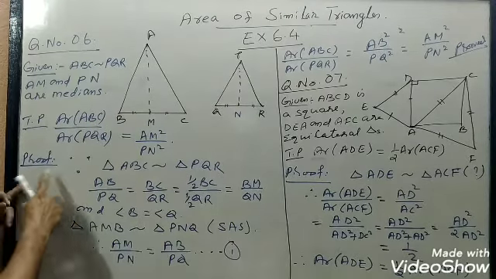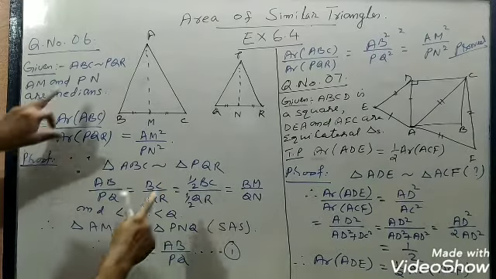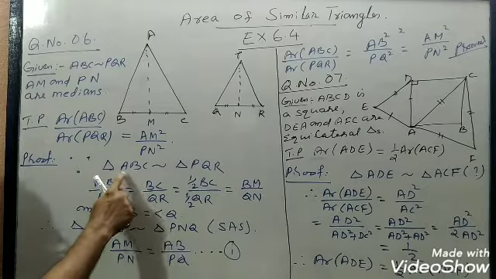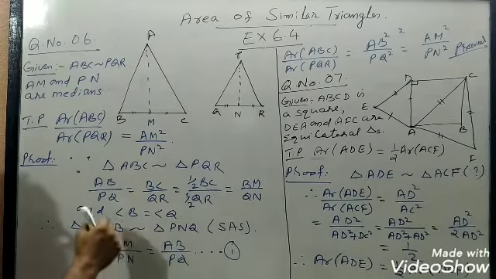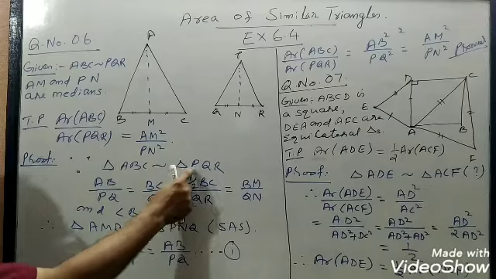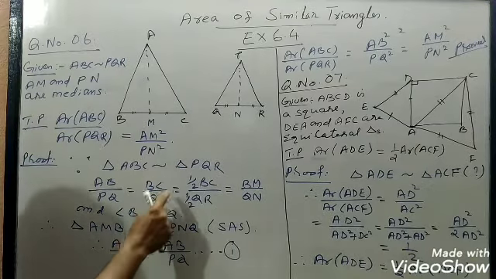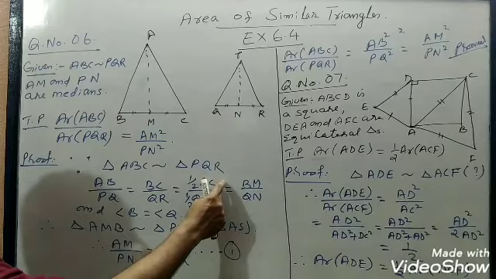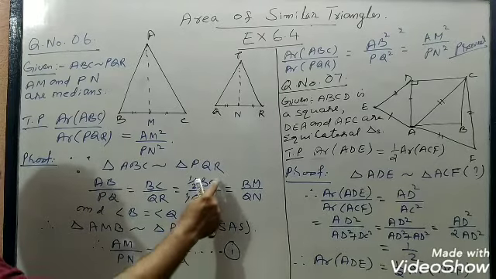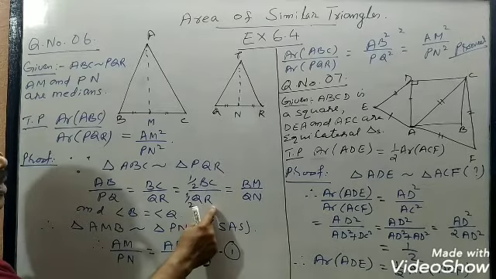See the proof. Since triangle ABC is similar to triangle PQR, which is given, what can we take? The ratio of the corresponding sides will be equal. That is AB by PQ will be equal to BC by QR. But BC by QR we can write as half BC by half QR. No problem, half and half will cancel, so BC by QR will come. So BC by QR equal to half BC by half QR we can take.